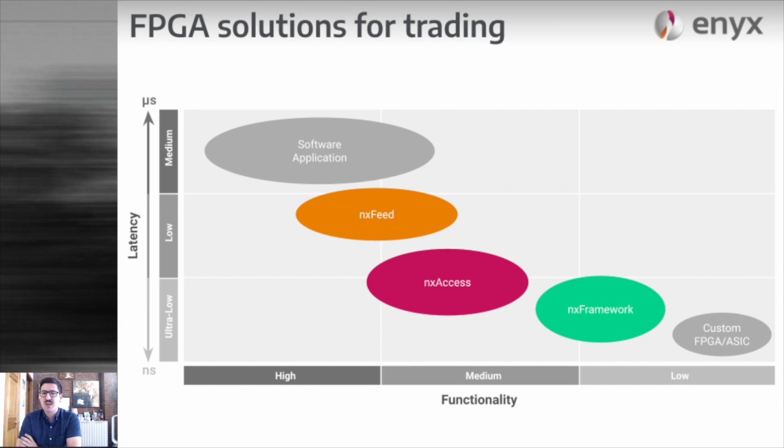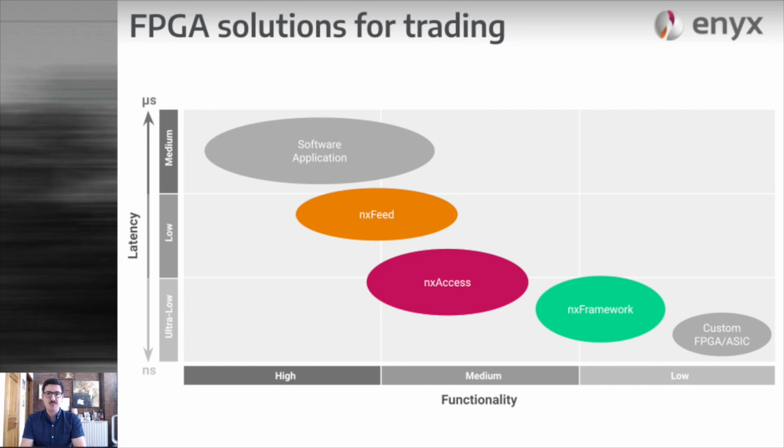So first, in talking about nxAccess, we find it really interesting to show the journey that we see our customers taking from higher feature, higher latency application all the way down to the fastest and more reduced functionality solutions. They often start from a software solution that is using either a software vendor or in-house code, and they can start by integrating our FPGA feed handler, NX Feed, and basically accelerate the whole processing of the market data using FPGAs.